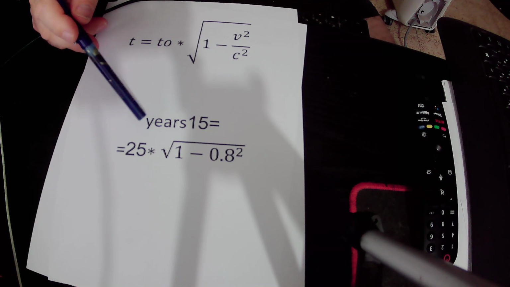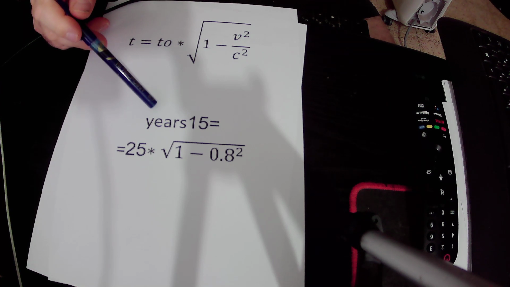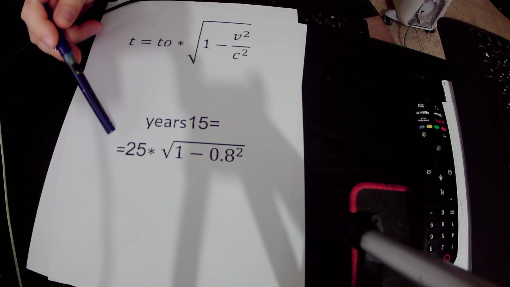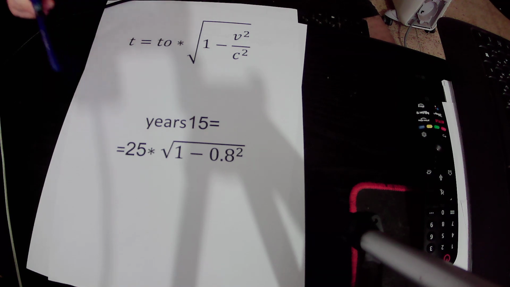So the twin that is in the spaceship and travels at very high speed will be 10 years younger than his twin brother that stayed on Earth. Okay.